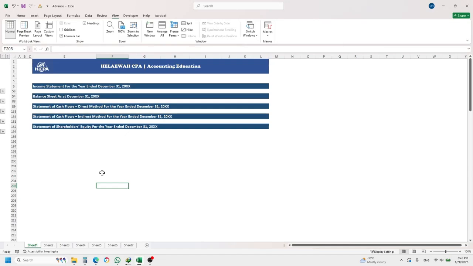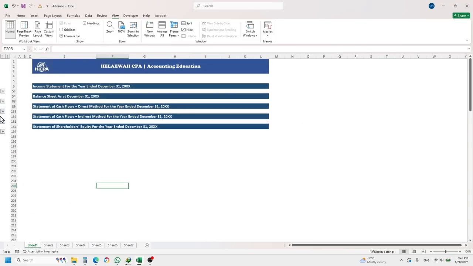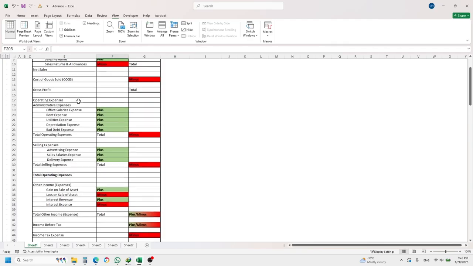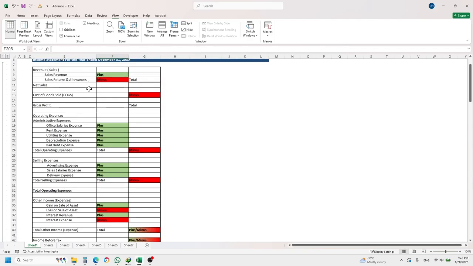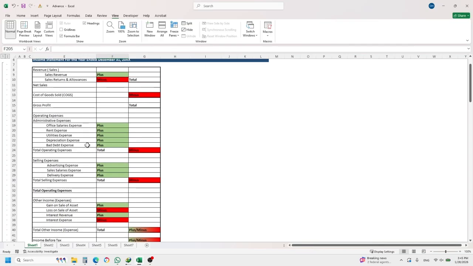Now, before we move to more advanced topics, let's see the full picture for the financial statements. As you remember, when we did the income statement, it was like this, a small one, nothing complicated, just to understand what's going to happen. And here is almost how the income statement shows in real accounting words, more or less depending on the business and the transactions you do.